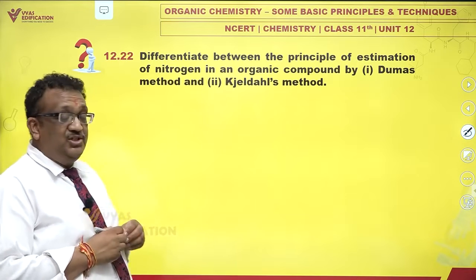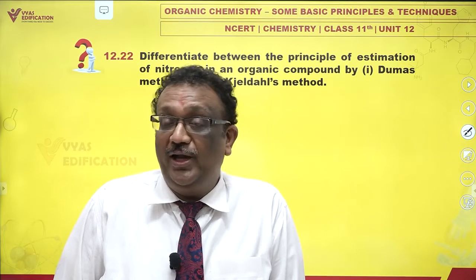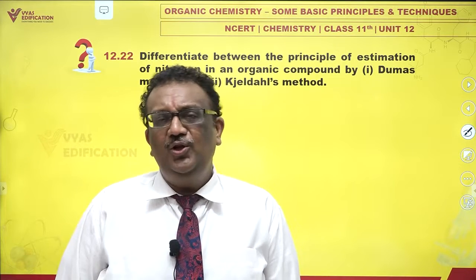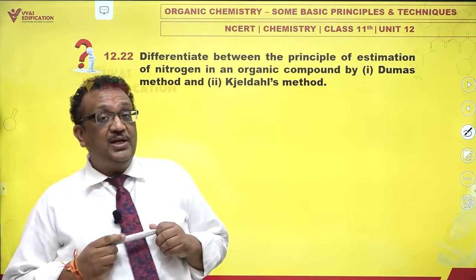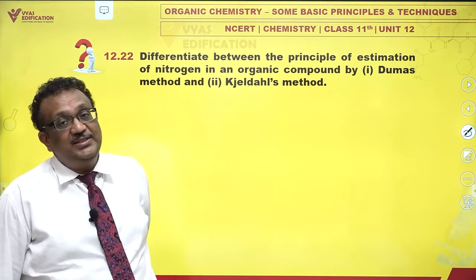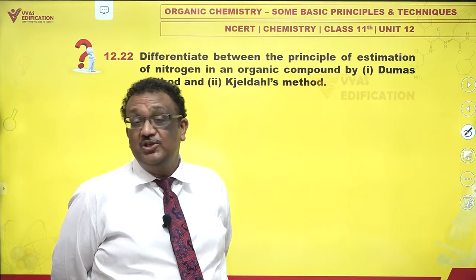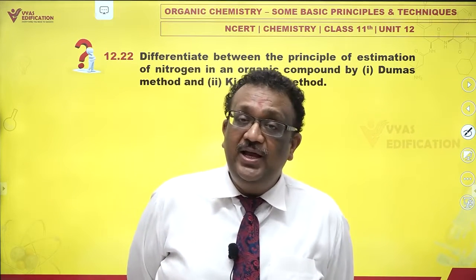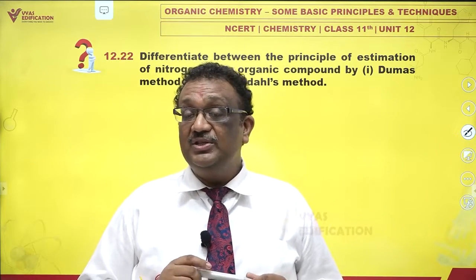Dumas method and Kjeldahl's method both are methods for estimation of nitrogen in a given organic compound. This nitrogen estimation is especially valuable when we are estimating proteins. But for the time being, what are the methods? In Dumas method, which is an older method of course, you heat a given sample of organic compound to around 800 to 900 degrees Celsius.